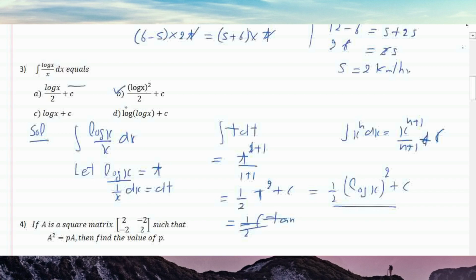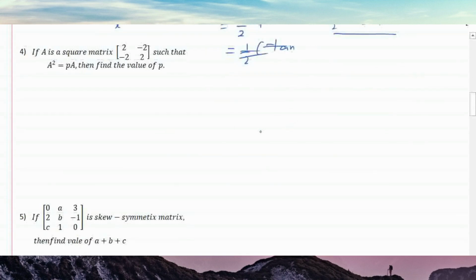Likewise, let us go through this another question, children. This question is from matrices actually. If A is a square matrix, this is given to you such that A square is equal to PA, then you have to find the value of P. This is again a very easy question, children. See, you should know how to multiply the matrix. So I have here, this is 2 minus 2 minus 2, 2, right? So if you want to find A square, you do the multiplication of A into A.